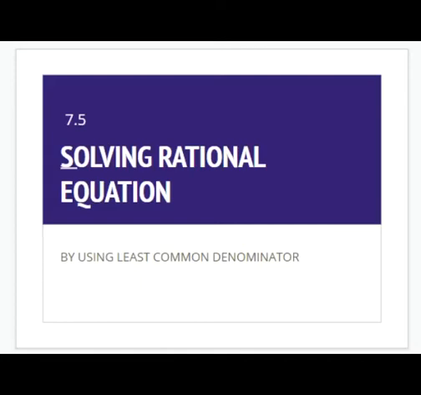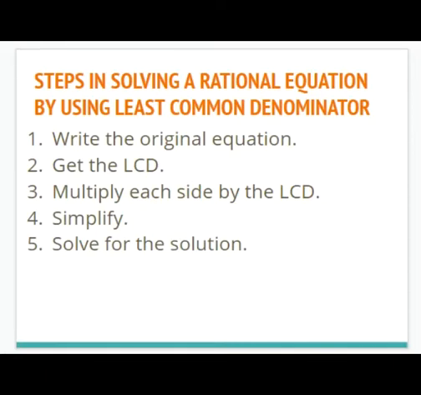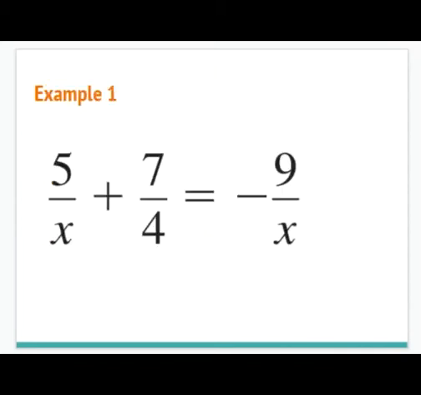Solving rational equations by using least common denominator. These are the following steps in solving a rational equation by using LCD or least common denominator. First, write the original equation. Second, get the LCD or your least common denominator. Third, multiply each side by LCD. Fourth, simplify. And fifth, solve for the value of the solution.